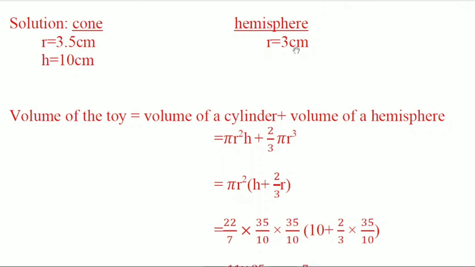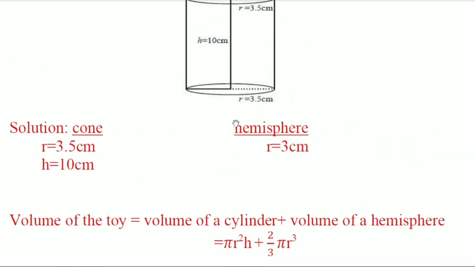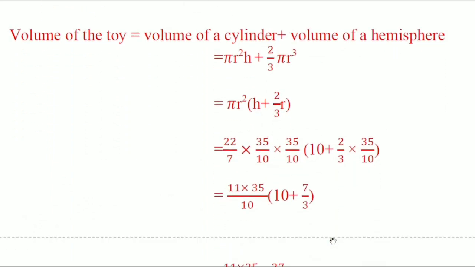So the volume of the toy is equal to, as you observed in the figure, there is a cylinder and a hemisphere. If we add both, we will get the volume of the toy. Therefore, volume of the toy equals volume of the cylinder plus volume of the hemisphere. So you have to add both. What is the volume of a cylinder? Pi r square h, plus volume of a hemisphere is 2 by 3 pi r cube. So this is the formula.